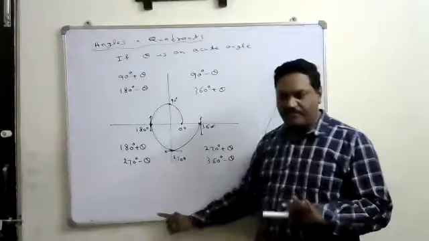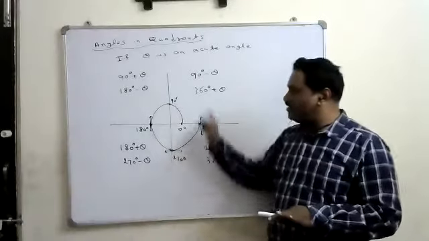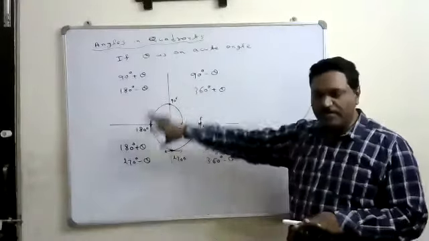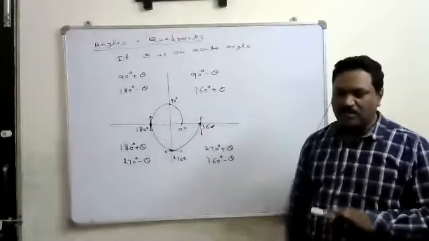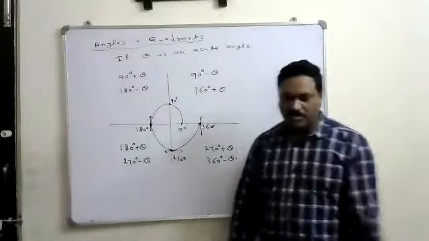If you keep this diagram in mind, then you can easily identify the angles. If you learn it by heart, you will get confused. Don't learn it by heart. Take this diagram and remember it diagrammatically. Then you can easily identify which angle lies in which quadrant.